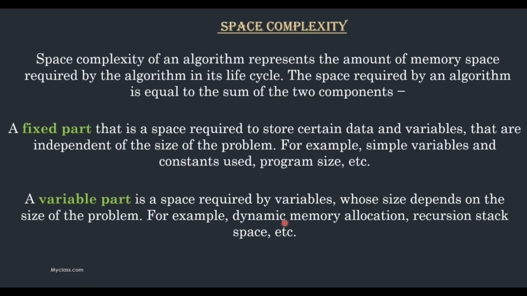The variable part is the space required by variables whose size depends on the size of the problem. When we add n numbers, in every execution we enter the value of n. So in the first execution, only two numbers means the variable part is only for two variables. At that moment, we require memory space for only 2 variables. But when we add 10 numbers, we have to store 10 variables. That means there is dynamic memory allocation, recursion stack space, etc., whose size depends on the size of the problem.